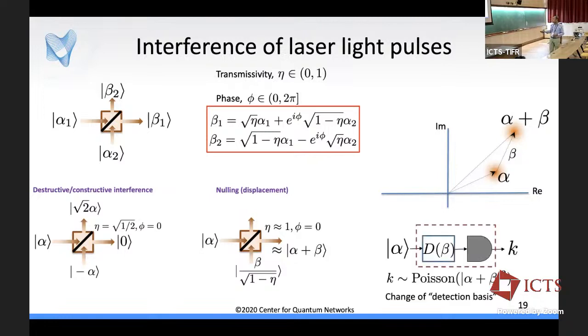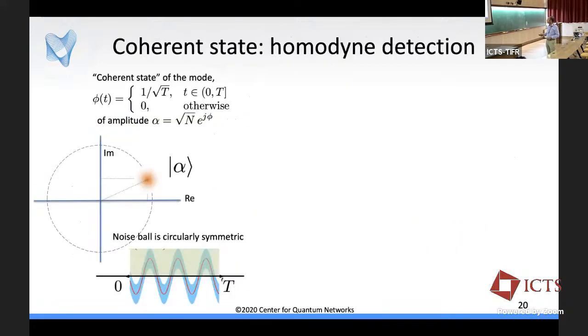Okay, so with that, I'm just going to make a point that if you were to do this displacement, or this addition of a complex number, prior to detection, then you still get a Poisson outcome, except that its mean has now changed to magnitude alpha plus beta squared. So by doing something before you detect the information bearing light, you can change the detection basis. And such changes to the detection basis are a tool you can use for maximizing the information extraction efficiency. And again, we will see examples of that in tomorrow's lecture.